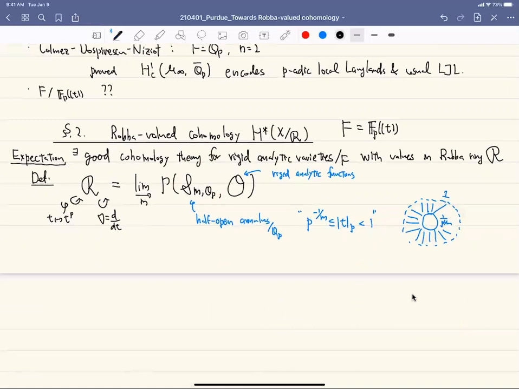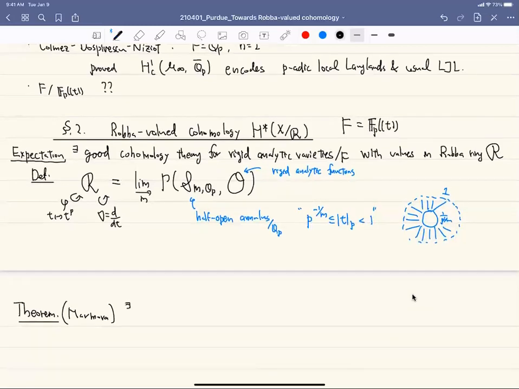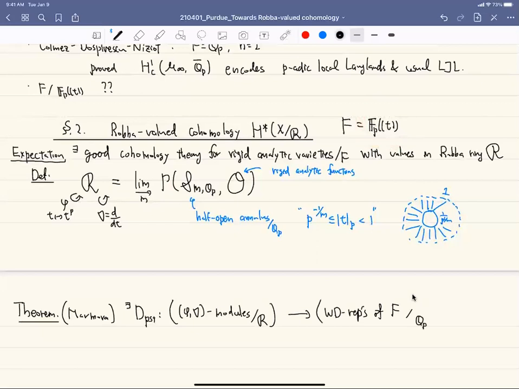From our perspective, the key feature of this ring is summarized in the following theorem of Matsuda. He constructs a functor denoted by D-pst, starting from finite free modules over the Robba ring together with a Frobenius and a nabla structure. Let me simply say, (phi, nabla)-modules over the Robba ring. To such an object he associates a Galois representation of this local function field F, with coefficients.